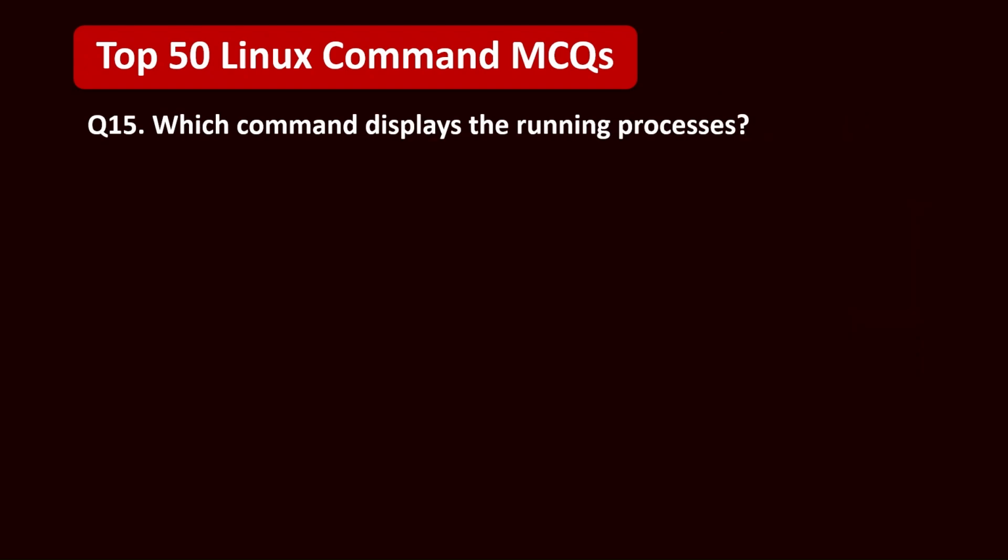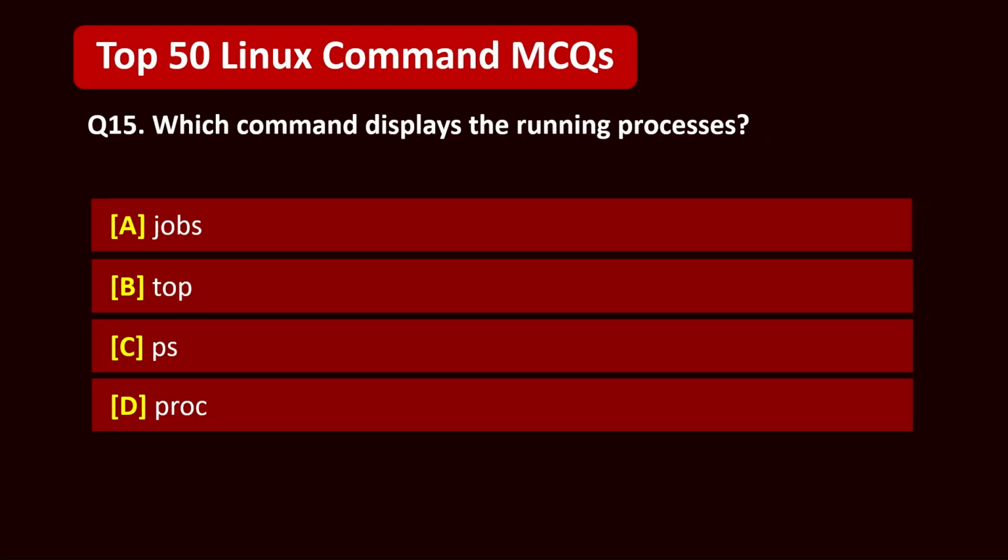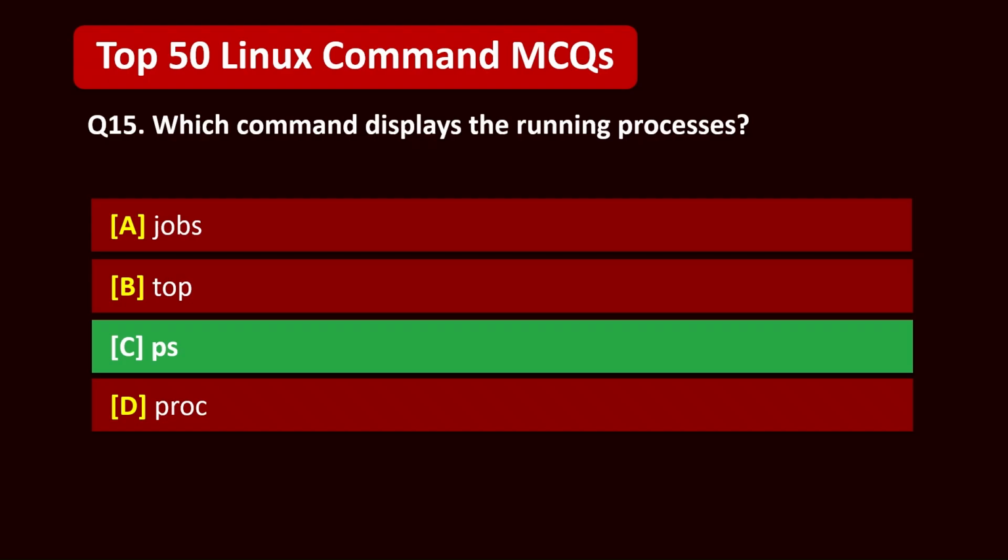Question 15. Which command displays the running processes? A. jobs, B. top, C. ps, D. proc. 5, 4, 3, 2, 1. Correct answer is C. ps.